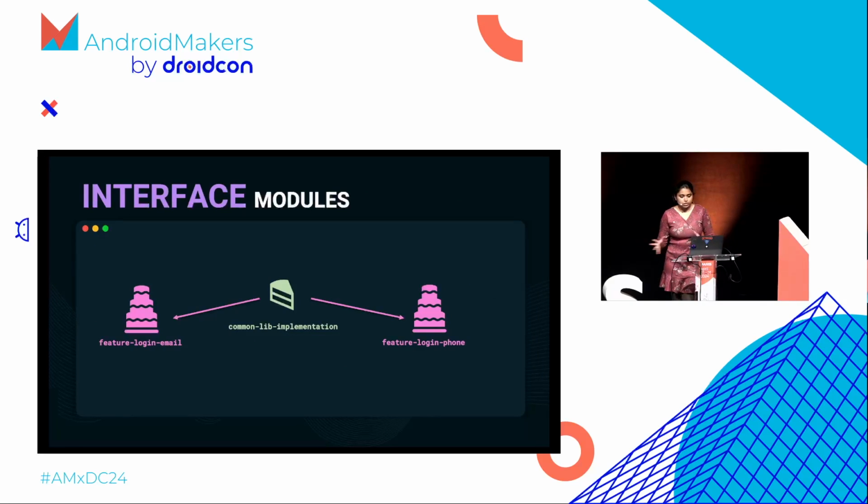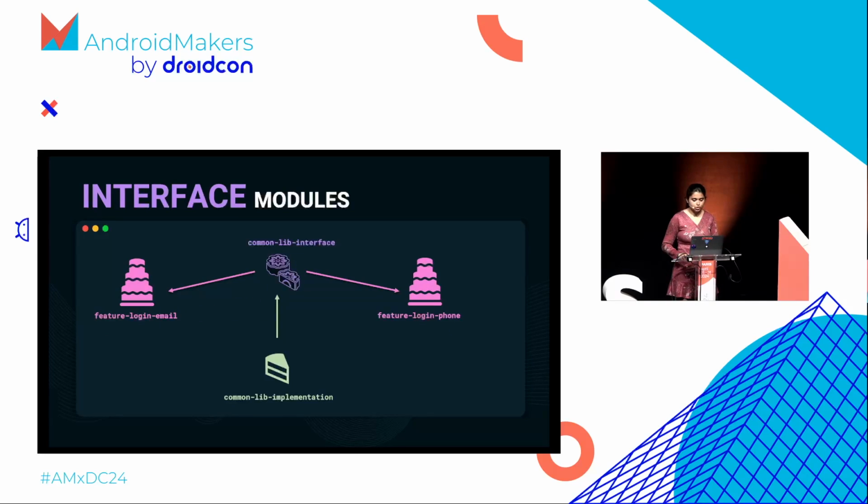So, OK, right now, this is what we talked about, right? We have feature login phone and feature login email, for example. You have some things in common. You put that into a common lib implementation, and then these two modules have a dependency on the common lib implementation module, right? So this is something that we already do. This is an obvious way to implement it, right? How can we do this better in terms of modules?